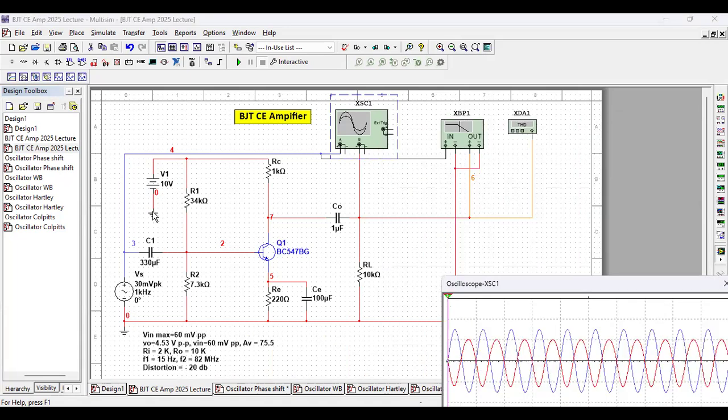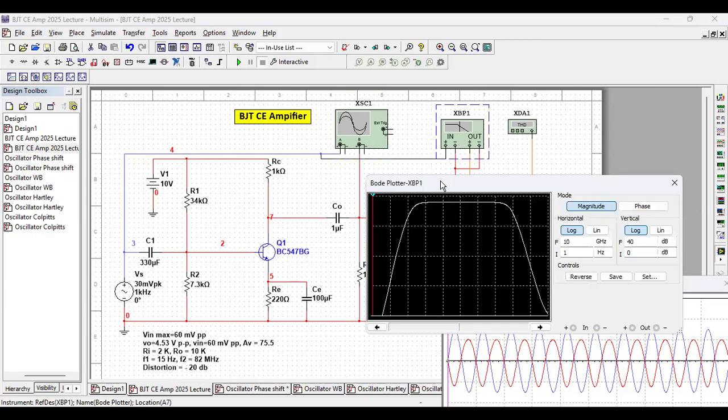This is the circuit of a common emitter amplifier. This we have already learned, and we have tested this amplifier also a few times in this course. Now, what I am going to show you is that gain is frequency sensitive. Now, you remember this was the Bode plotter, which shows the gain, and the x-axis, the horizontal axis, is the frequency axis. So, of course, gain is frequency sensitive.